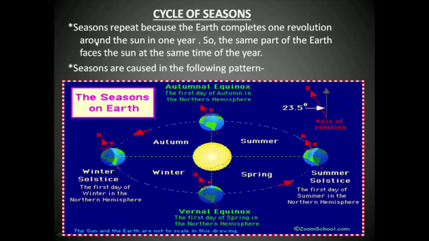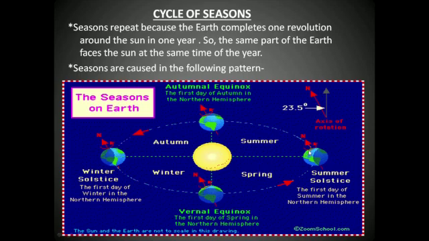Now we will start with our next topic, that is cycle of seasons. Seasons repeat because the earth completes one revolution around the sun in 1 year. So the same part of the earth faces the sun at the same time of the year. Seasons are caused in the following pattern. Here an image is given. In this image you can see the earth and the sun.